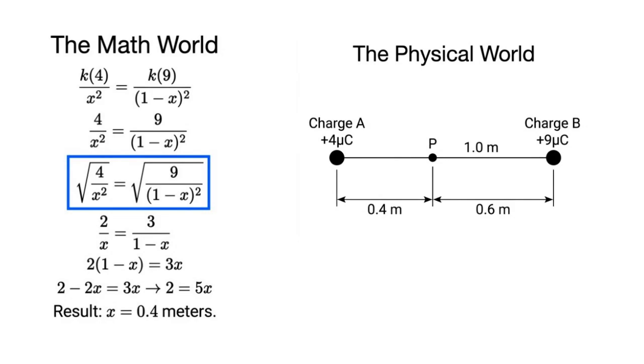Taking the square roots simplifies the fractions, and rearranging terms leads us to the final solution, showing that point P is 0.4 meters from the 4 microcoulomb charge. This gives a clear connection between the math and physical scenario, helping us understand where the fields cancel in this setup.